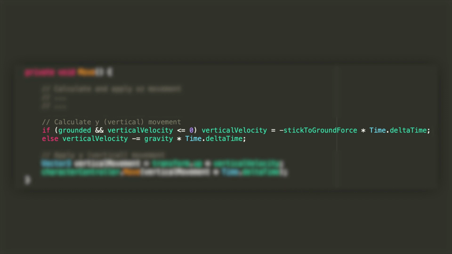And the reason I'm using the minus sign on stick to ground force is because I'm considering positive values as going upwards and negative values as going downwards. If the player is not grounded or moving upwards, we are decreasing its vertical velocity by a factor of gravity times Time.deltaTime.